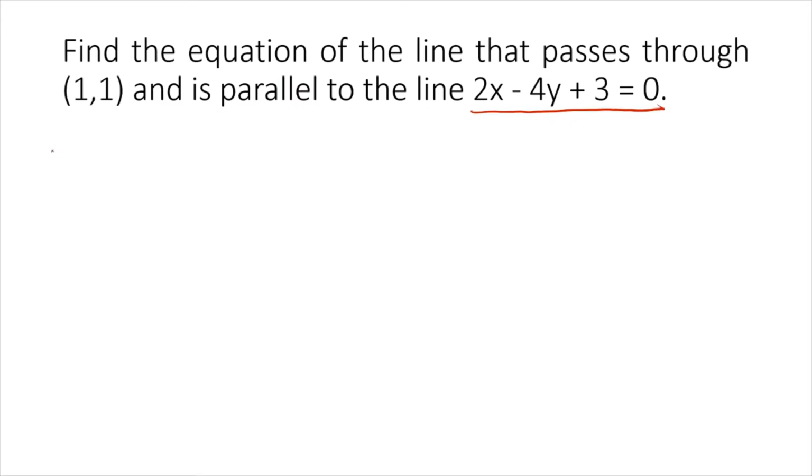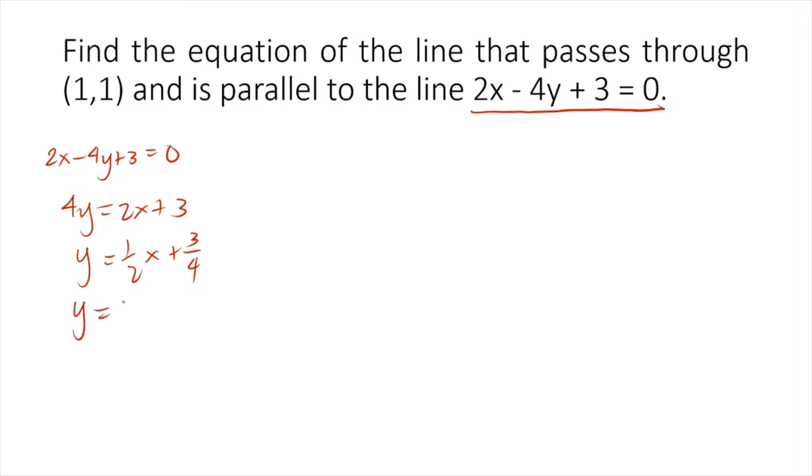So we have 2x minus 4y plus 3. This is in general form, right? So we first have to transform this equation into the slope-intercept form so we can easily identify the slope. Okay, so if we isolate 4y, you get 4y equal to 2x plus 3. And then divide both sides by 4. So 2 divided by 4, that's 1/2 x plus 3 over 4. This is now in the form y equals mx plus b, or the slope-intercept form. Therefore, the slope is equal to 1/2.